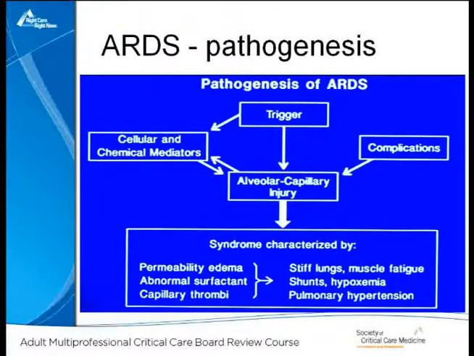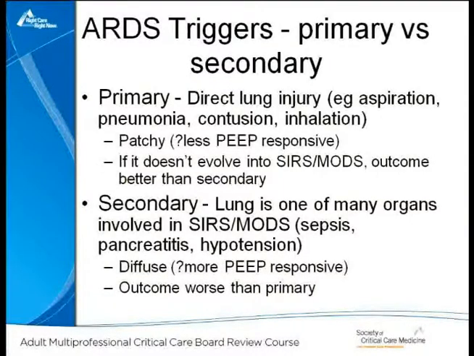And the syndrome, as you all know, it's a permeability edema. So in other words, the capillaries leak. Surfactant exists in the lung. It's not a surfactant depletion syndrome, but the surfactant doesn't work. It's broken down. There are capillary thrombi that occur. These produce stiff lungs, muscle fatigue, shunts, hypoxemia, and if bad enough, even pulmonary hypertension. So let's talk about the triggers.